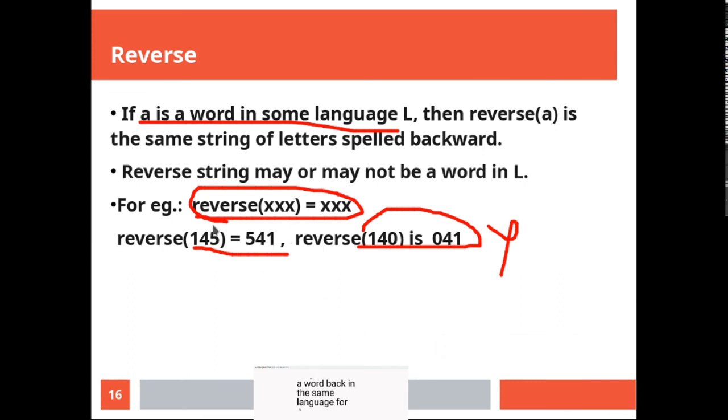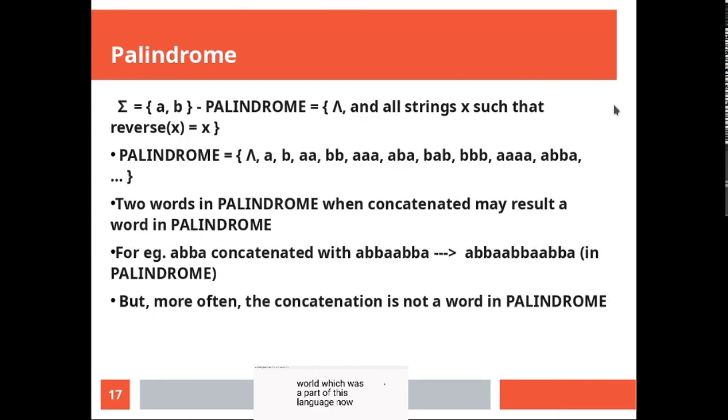So if you are reversing 145, you are getting a word which is again a part of the language that you had defined, but the reverse of this other number will not result in a word which was a part of this language. Now there's a special language, palindrome. I'm sure you know palindromes in English. It is basically something where the reverse of x is equal to x. There is a string, and the reverse of the string results back in the same string. So these are the examples of palindrome.